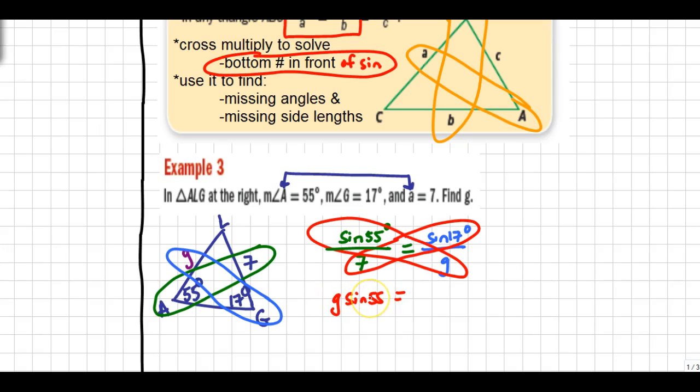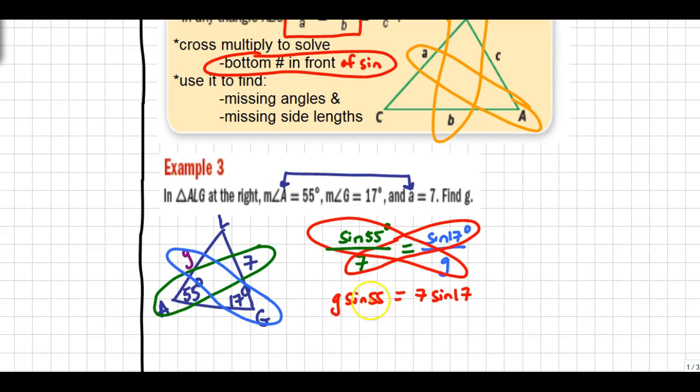It just eliminates confusion. Now we need to do the other pair, keeping the equal sign where it was. Now we do 7 times sine 17, making sure to put the 7 in front of the sine. So now we've got an equation we can solve. That equation needs to be solved for G.